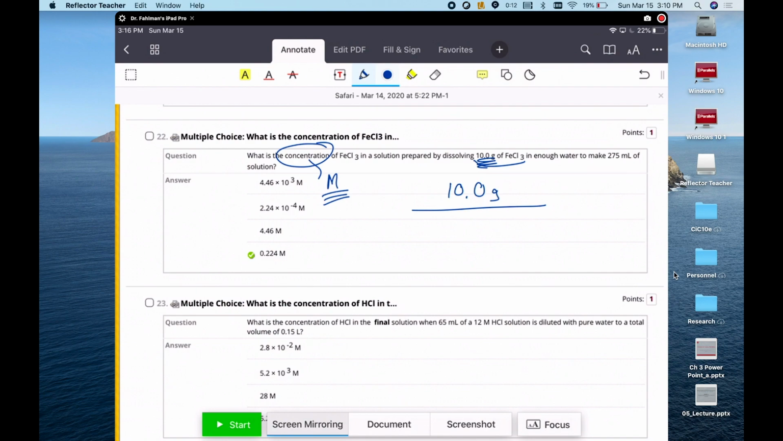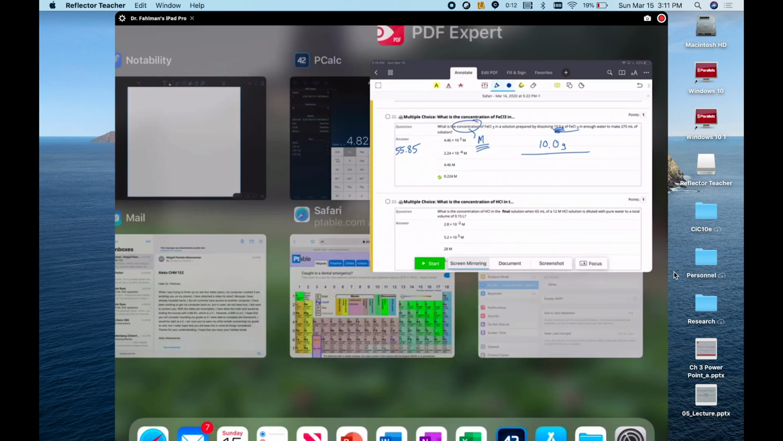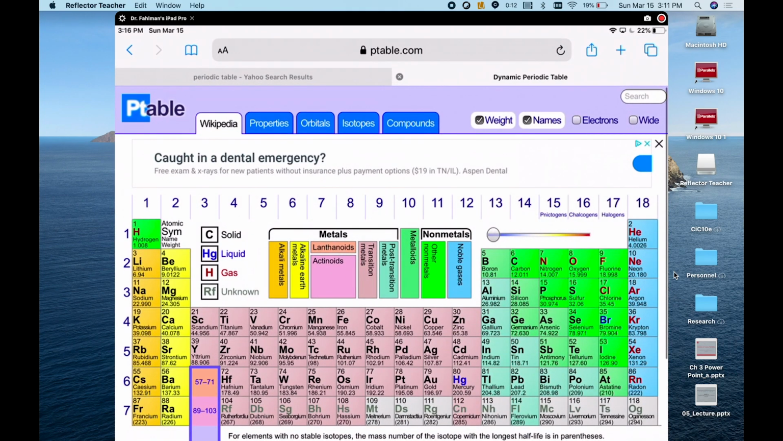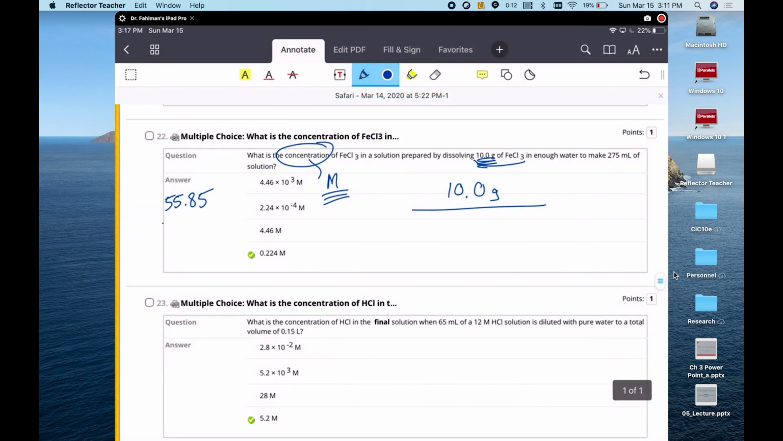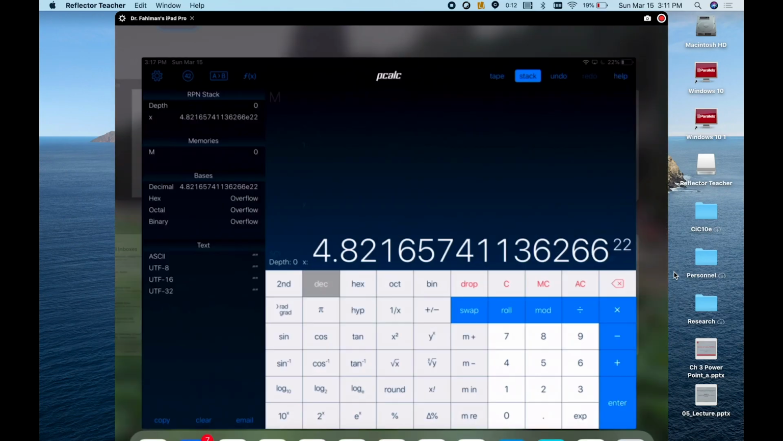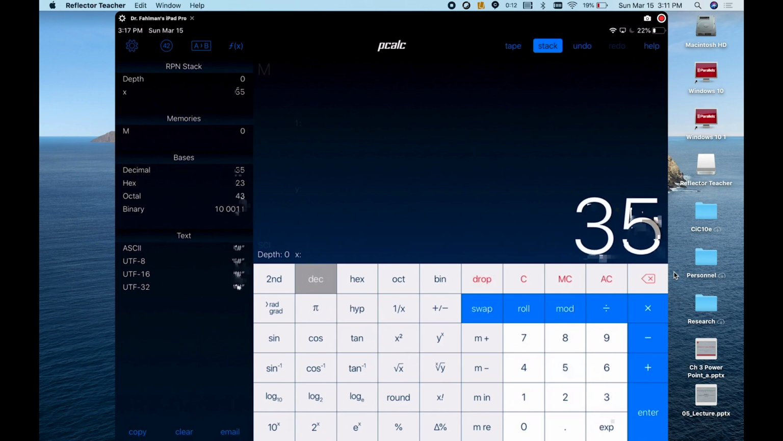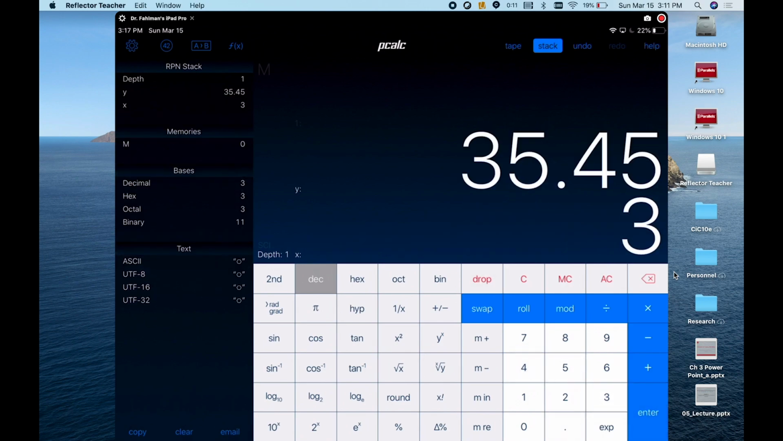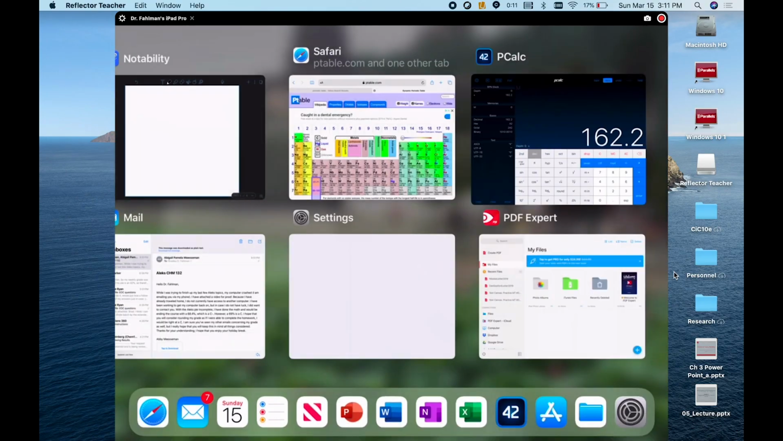Okay, so that's iron 55.85, and then you've got chlorine, I just blanked on, 35.45. And you have 3 of them. So 35.45 times 3 plus 55.85. So it's 162.2.